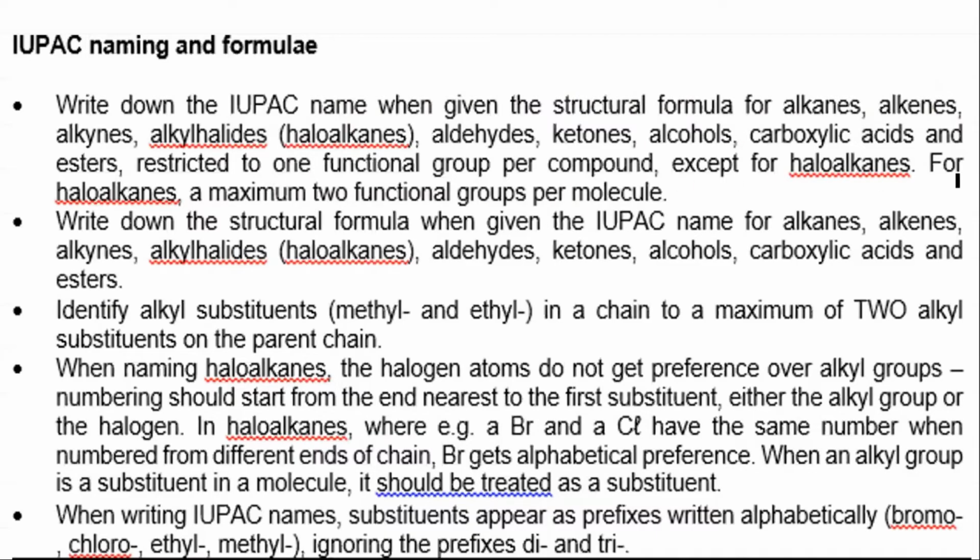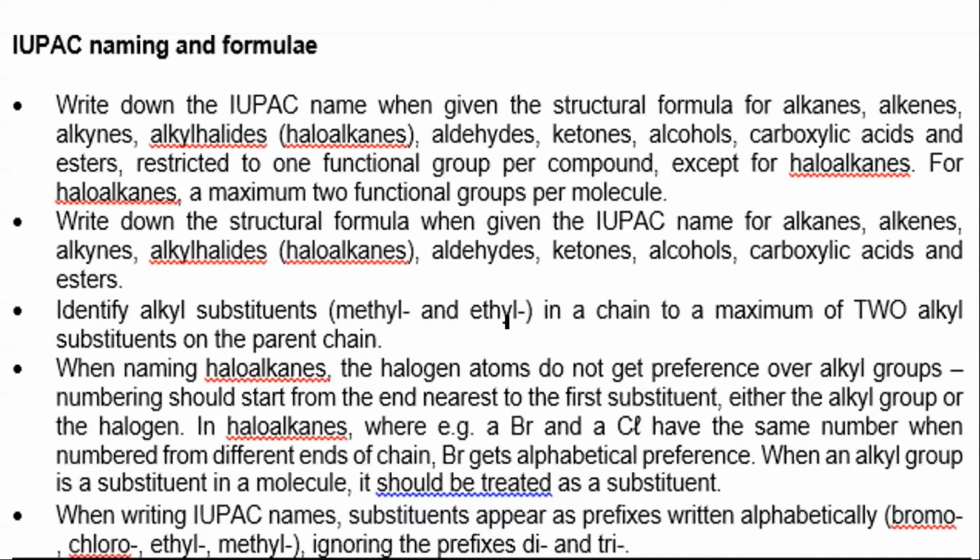Right. Furthermore, we must be able to write down the structural formula when an IUPAC name of all this homologous series has been given. In other words, we must be able to move in between. If I am given a structural formula, I must be able to give an IUPAC name. If I am given an IUPAC name, then I must be able to give a structural formula. Then we must be able to identify alkyl substituents, right?